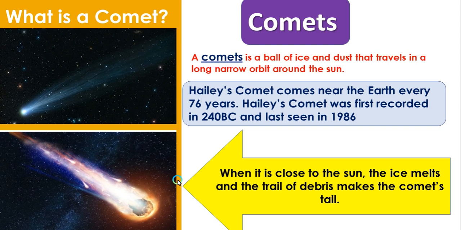Halley's comet comes near the Earth every 76 years. Wow, that is very, very far. Halley's comet was first recorded in 240 BC and last seen in 1986. So let's guess. When will Halley's comet be seen again? When will it be seen? All right. How old will you be?